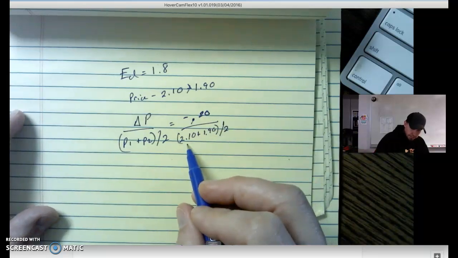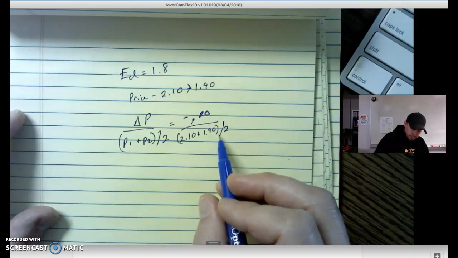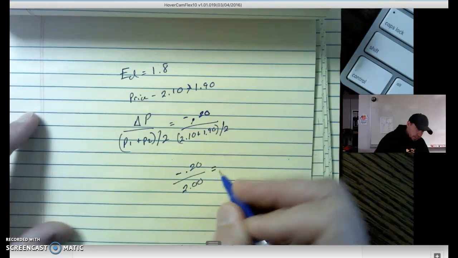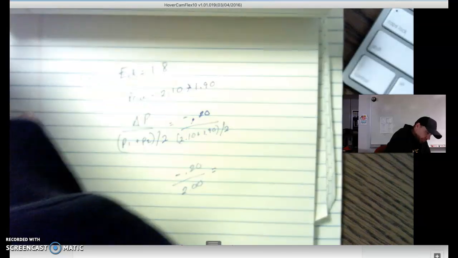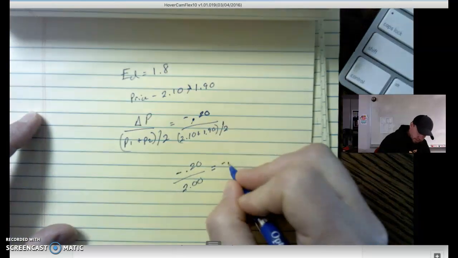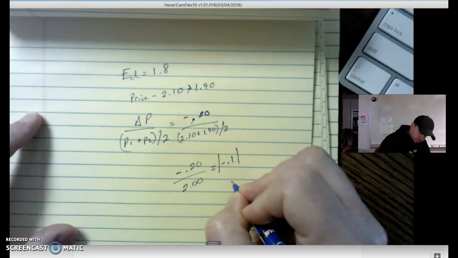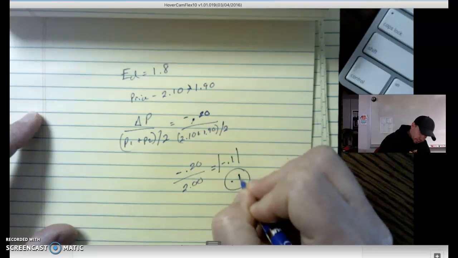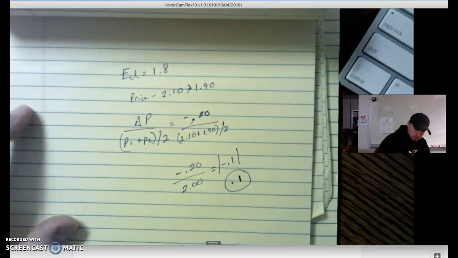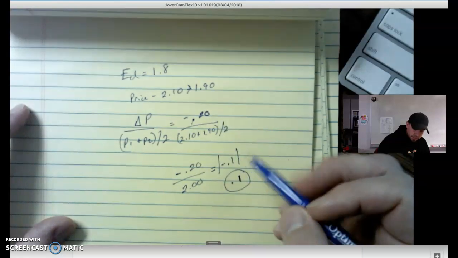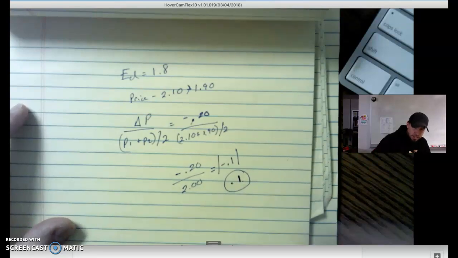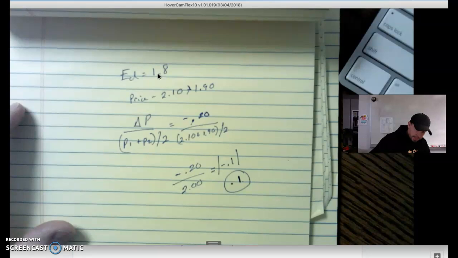So we can see that we've got $4 here. We add these two up, divide that by 2, and it's going to give us $2. So we've got minus 0.20 all over $2. And if we divide that, it's going to give us negative 0.1, with the absolute value. So our percentage change in price is 0.1. In this case, it's negative. We're going downward, but we've got a 10% change in price.